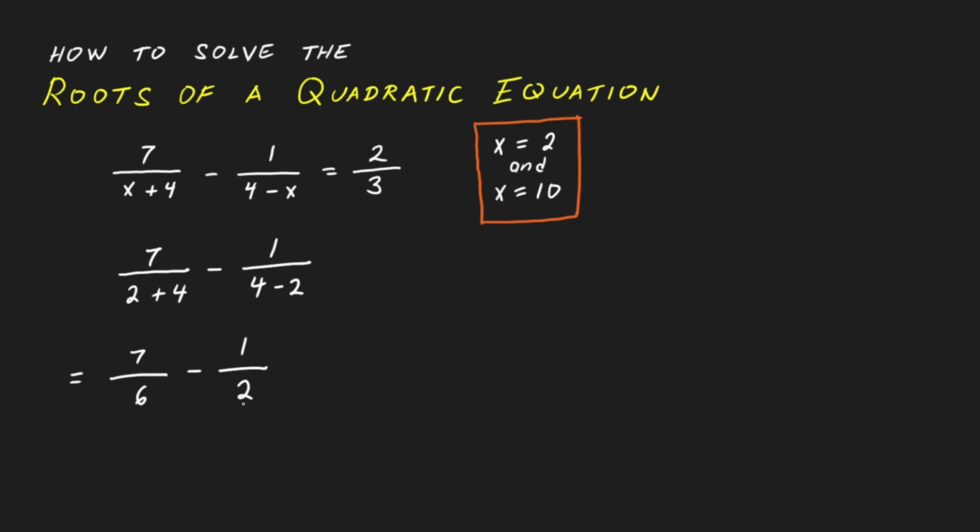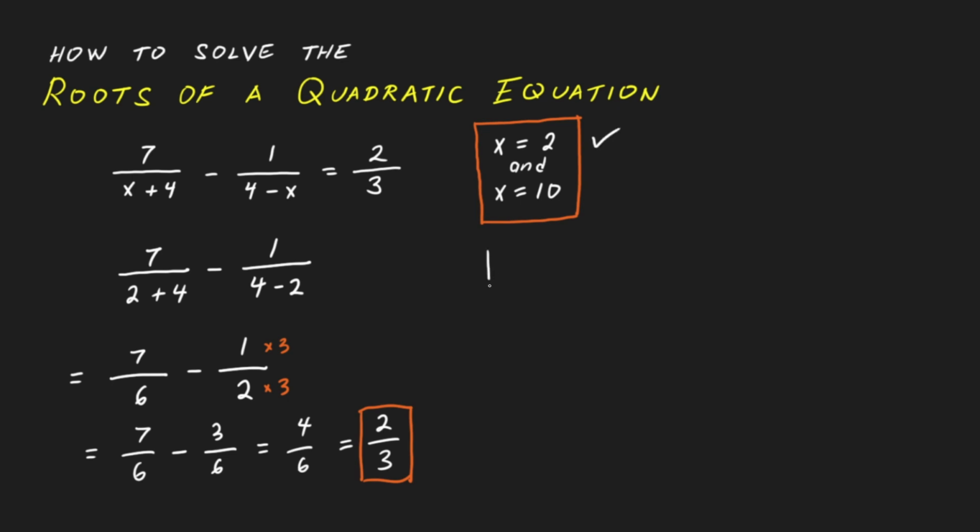Okay. So this 2, we need to make it a common denominator with 6. Okay, so we need to make this 6. So we just multiply by 3. So this becomes 7 over 6 minus 3 over 6. And this becomes 4 over 6, which is equal to 2 over 3, 2/3. So this is good. So the first root is good.